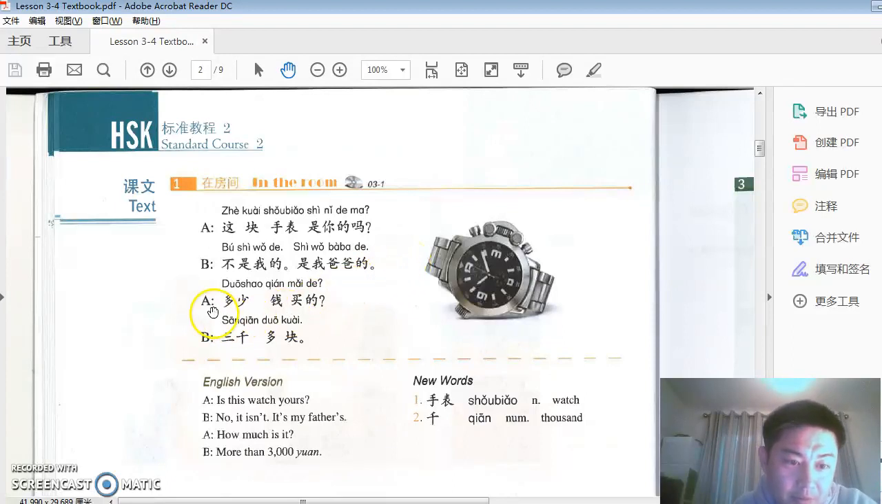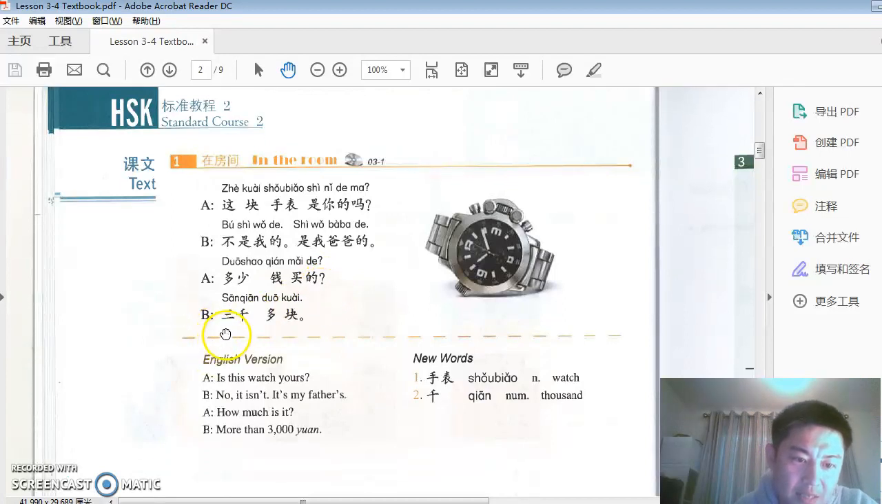And then A said 多少钱买的? Okay, this here can be understood as 你用多少钱买的手表. So this watch, how much money bought? So the verb buy, and how much here can be understood as descriptive, to modify, to describe 手表 that's omitted after that.